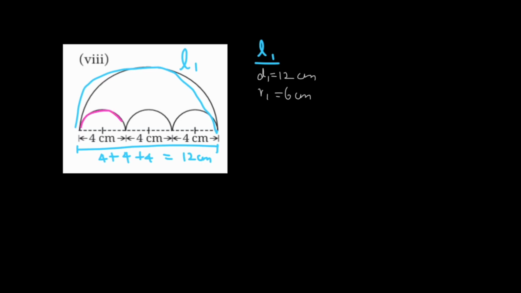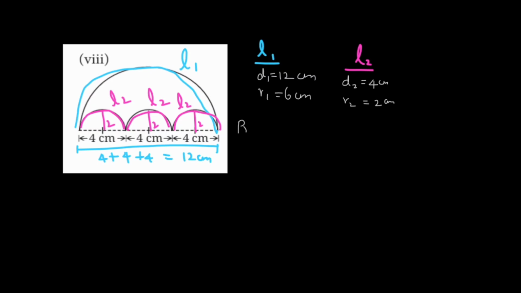This one we can call as L2. Diameter 4, so radius 2. Next also this arc length diameter 4, radius 2, so that is also L2. Again this arc length diameter 4, radius 2, so L2. So for L2, D2 is 4 centimeter, so R2 is equal to 2 centimeter.